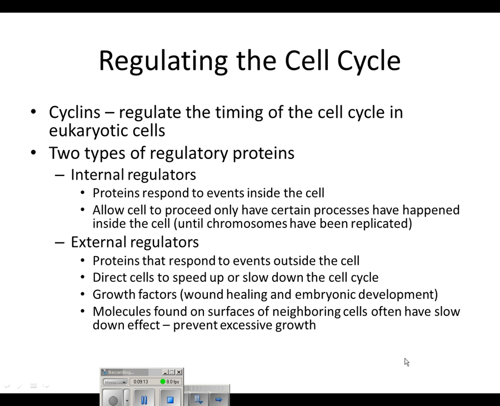Embryonic development, you're talking about one cell dividing and becoming many cells to become an individual. And then there's also molecules that are found on surfaces of neighboring cells that often slow down the effect. So they prevent excessive growth so that the cells don't disrupt each other. Because if they just kept dividing, then the other cells wouldn't be able to carry out their functions as well.